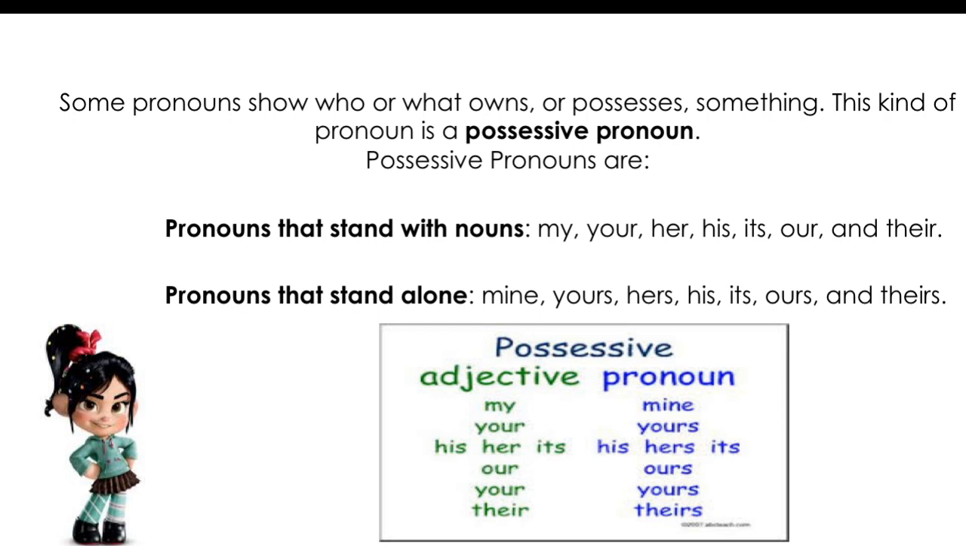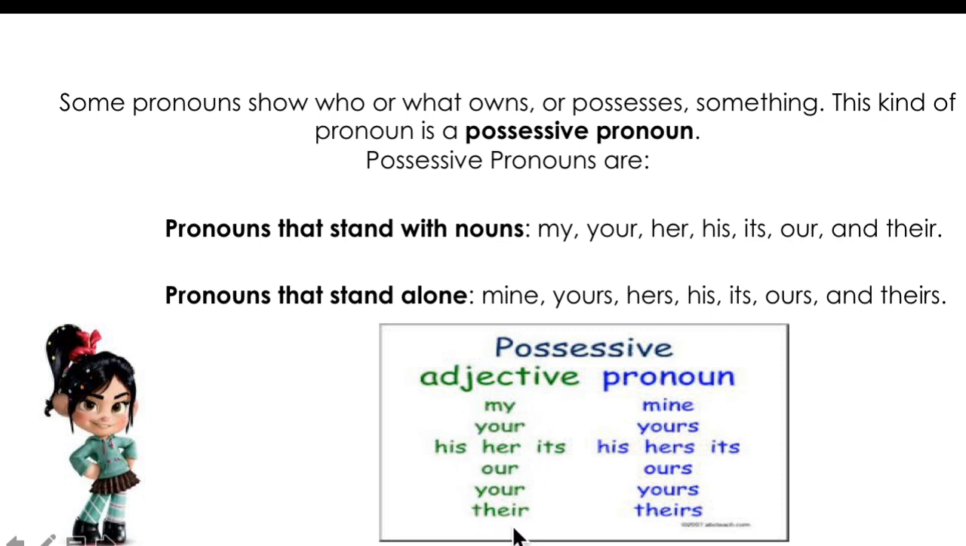For example, this is my book. This is your pen. We will go to his house. I will take her present with me. Can you come to our house and I will help your sister? And there, this is their classroom. So these possessive pronouns are followed by the nouns.